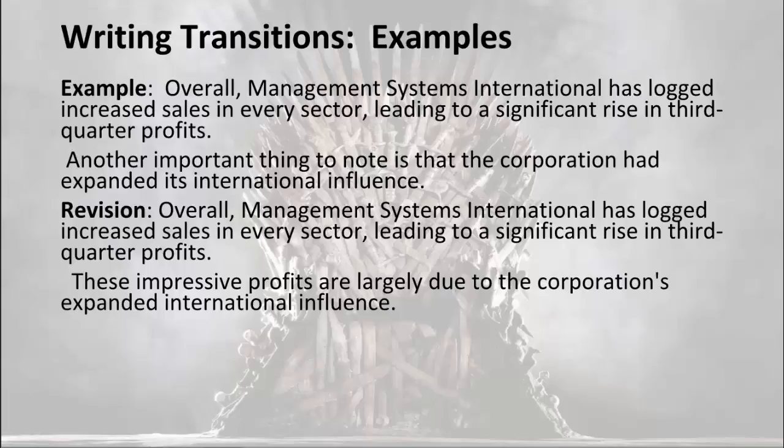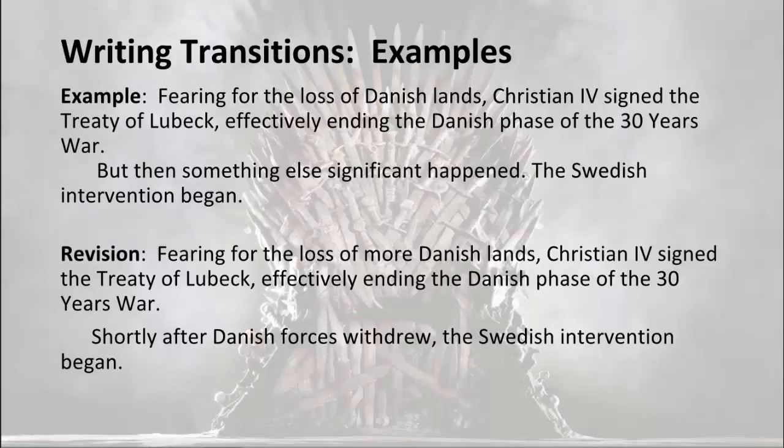So here again we have the original. Overall, Management Systems International has logged increased sales in every sector, leading to a significant rise in third quarter profits. These impressive profits are largely due to the corporation's expanded international influence. So here again, we have just a couple keywords to highlight: "these impressive profits" from the last paragraph with "the corporation's expanded international influence," which becomes the topic sentence for the current paragraph. We have a couple other examples where you can see how this works as well.